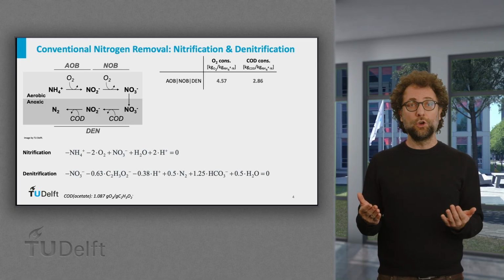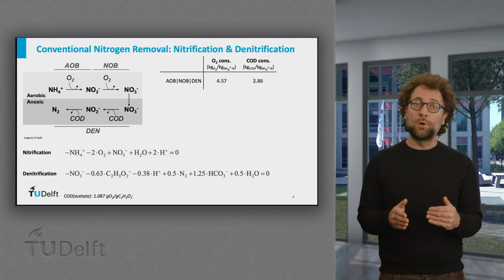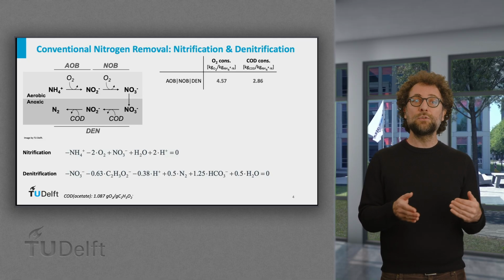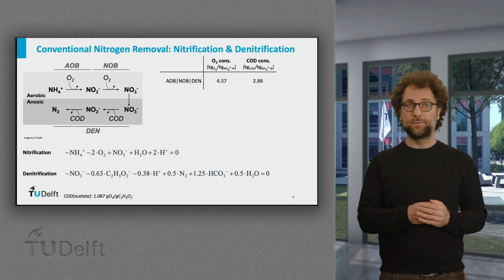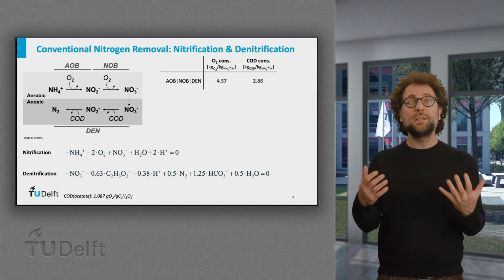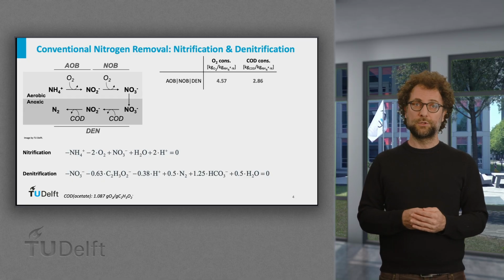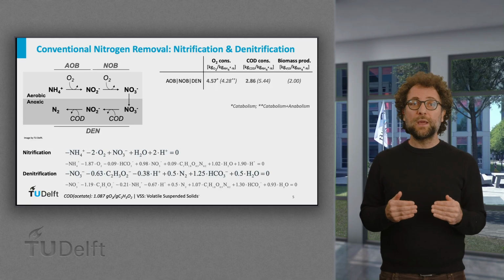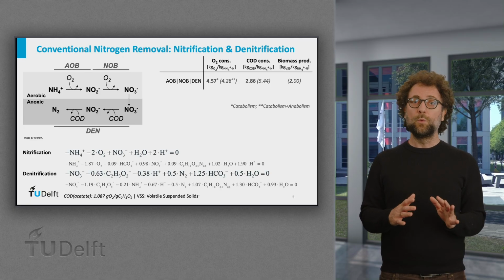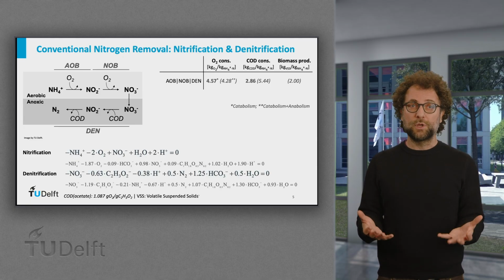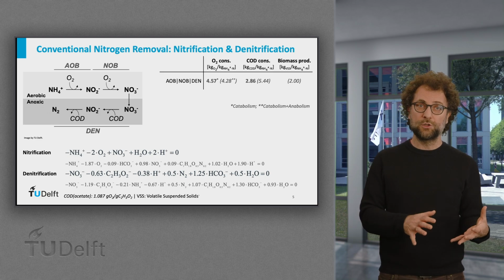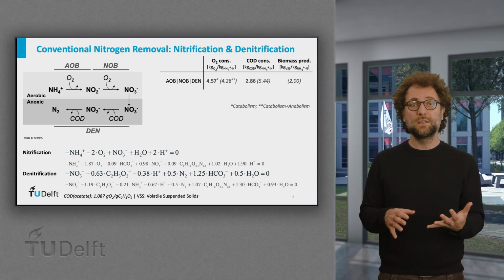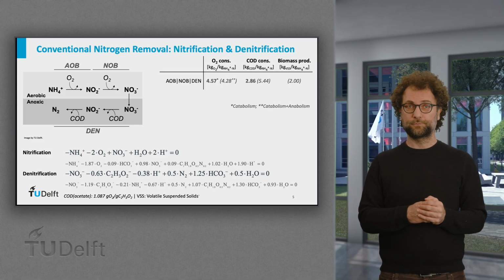By recalling the stoichiometries of the individual catabolic reactions, we can now estimate the oxygen and COD required per ammonium removed. Here, acetate is used as the organic carbon source. Subsequently, by including the respective anabolic reactions, we can estimate the total consumption as well as the resulting biomass production in terms of kilograms volatile suspended solids, or VSS, per ammonium removed.